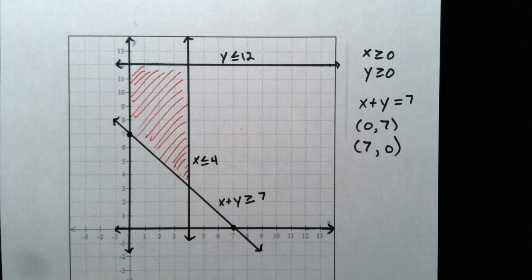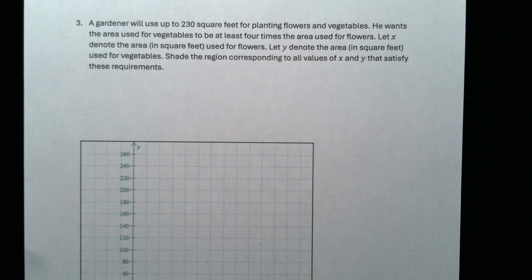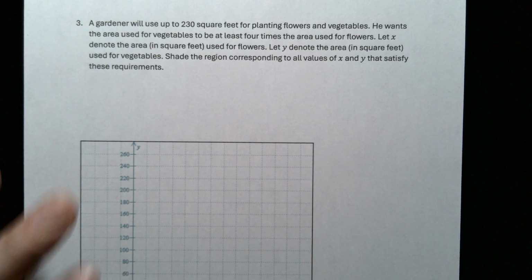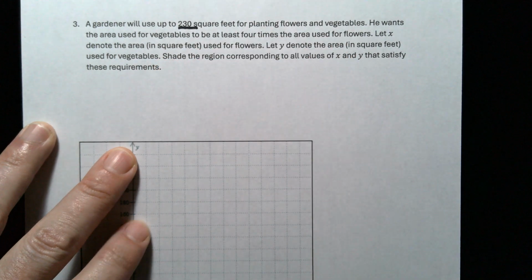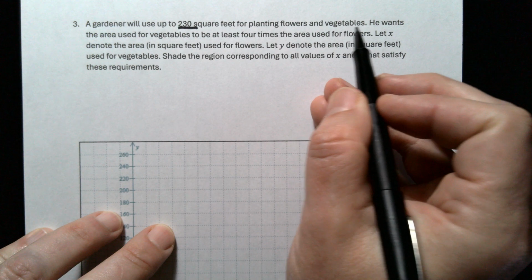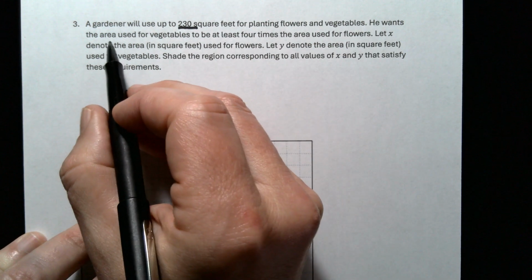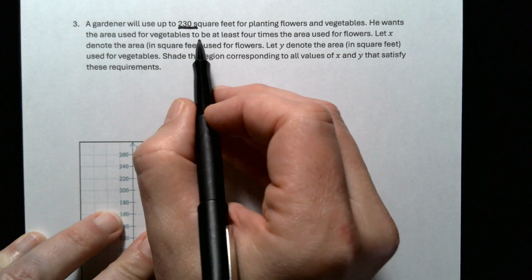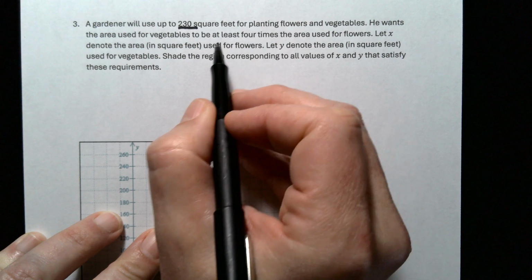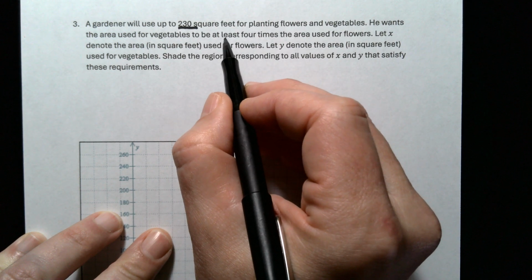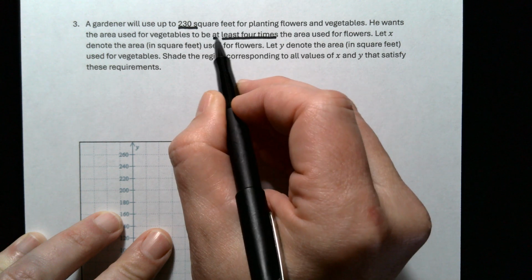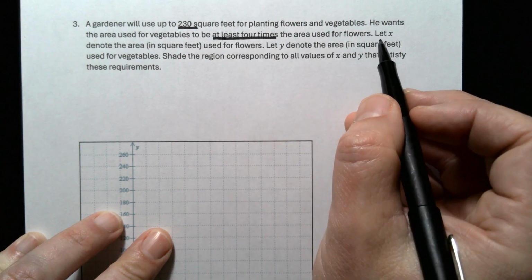Okay. Let's do one more. A garden will use up to 230 square feet, so up to means less than or equal to, for planting flowers and vegetables. He wants the area used for vegetables to be at least 4 times, at least is greater than or equal to, at least 4 times the area used for flowers.